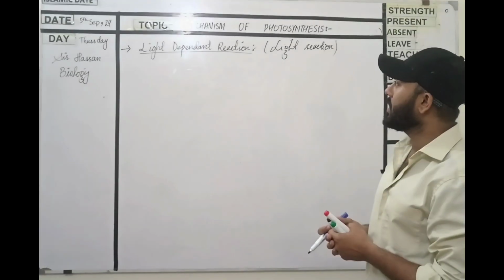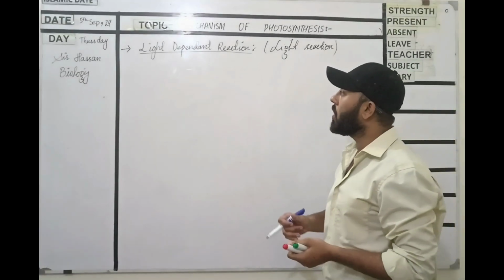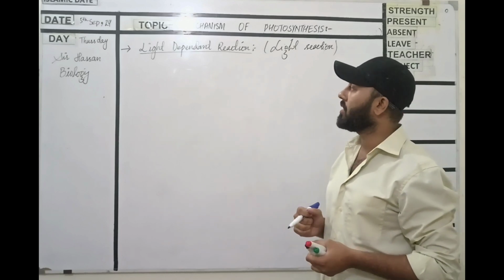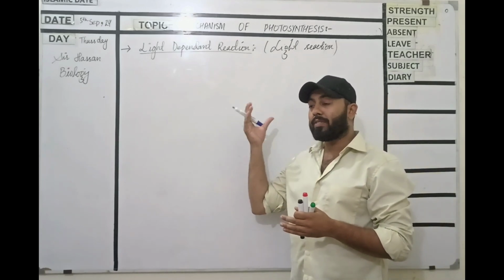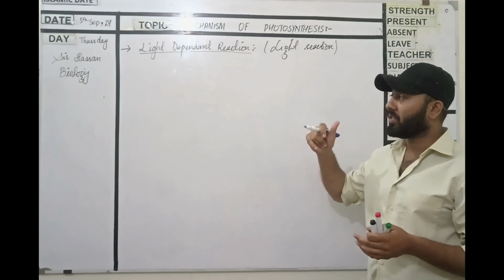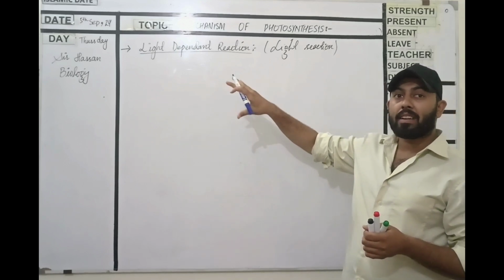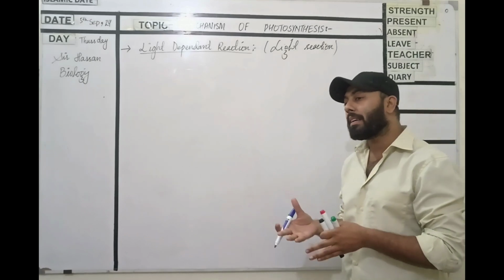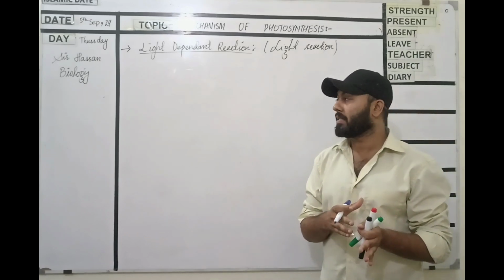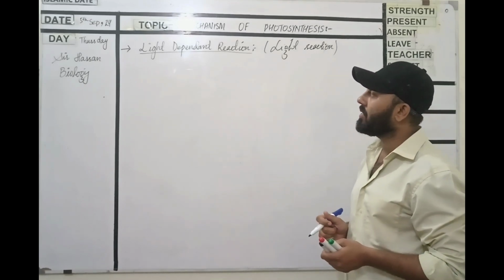In this topic, the mechanism of photosynthesis, we are going to talk about first of all the light dependent reaction. In the previous lecture, I have told you that we have divided photosynthesis or mechanism of photosynthesis into two steps: light dependent reaction, that is light reaction, or light independent reaction, which is also called dark reaction. First of all, light dependent reaction.